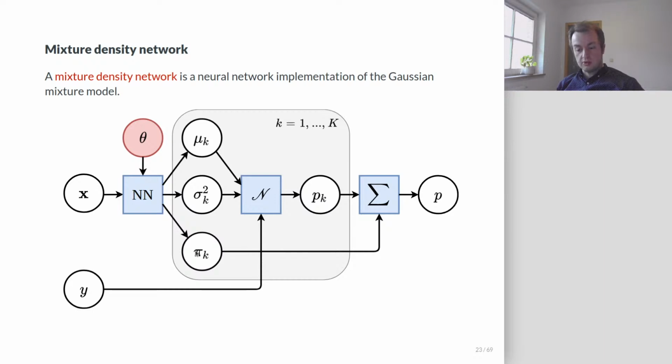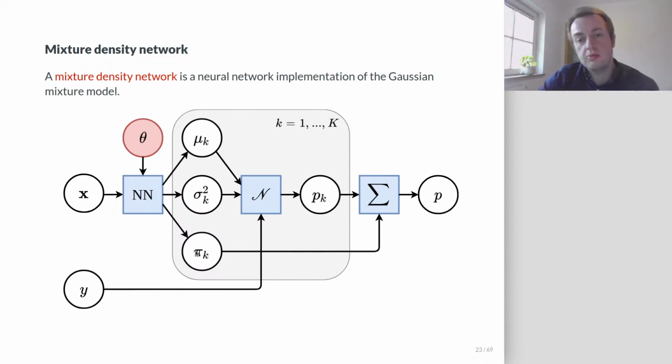And so what you will do is that you will use the neural network to produce the parameters, except that now we'll have more of them that you should use as input to specify fully that parametric distribution, in this case, that Gaussian mixture model.